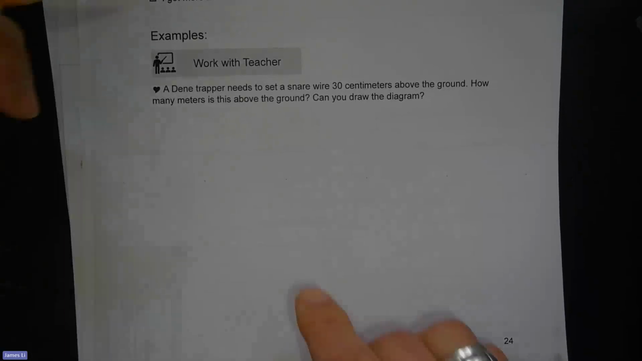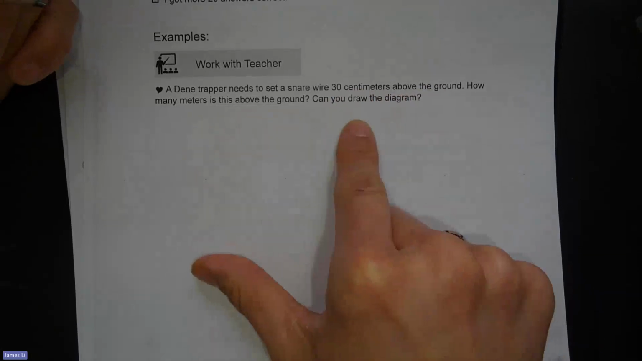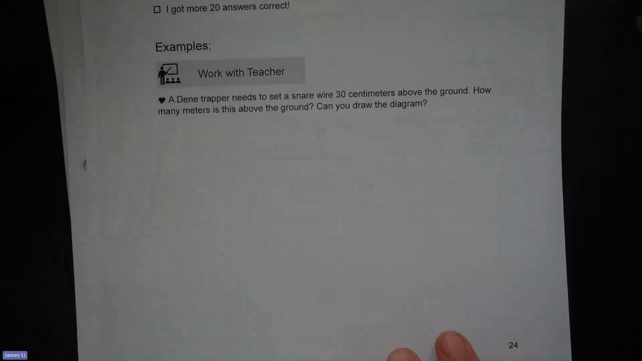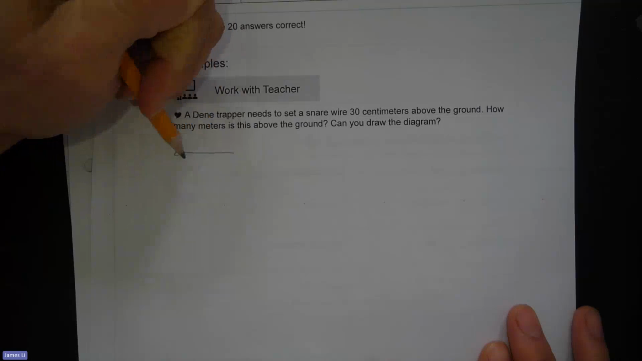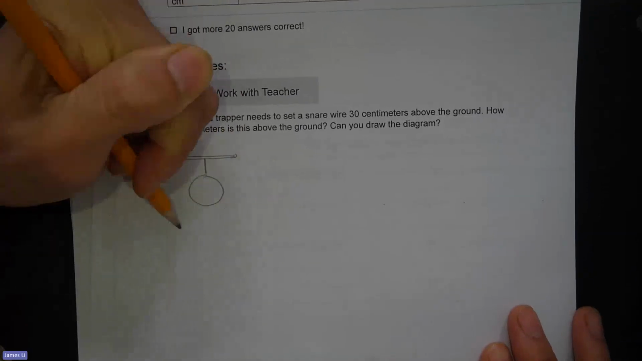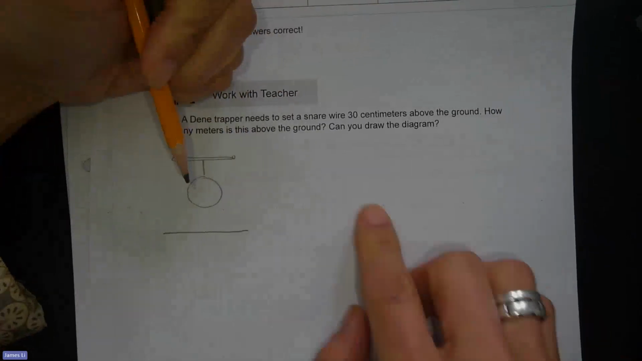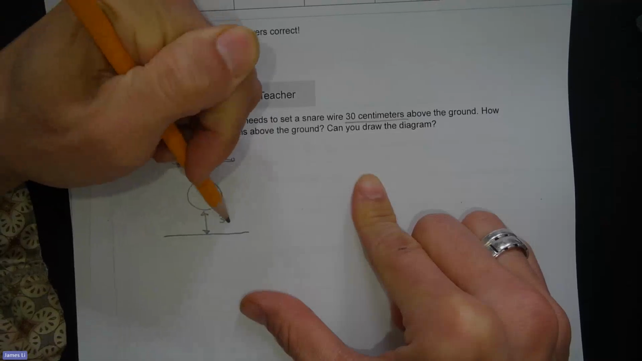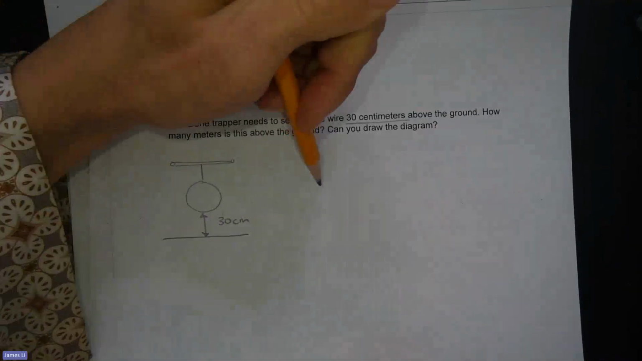So a Dene trapper needs to set a snare wire 30 centimeters above the ground. How many meters is this above the ground? Can you draw the diagram? So when you get a black heart question in 3.2, I expect you to draw a rod and draw a snare, and then you draw your ground. So that it is 30 centimeters above the ground. So I'll write 30 cm. How many meters is this above the ground?